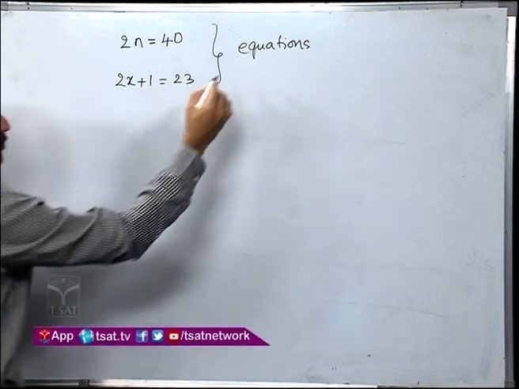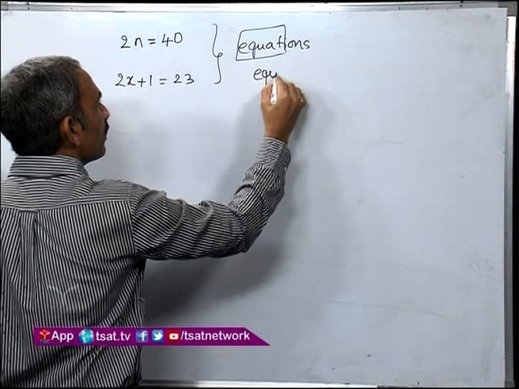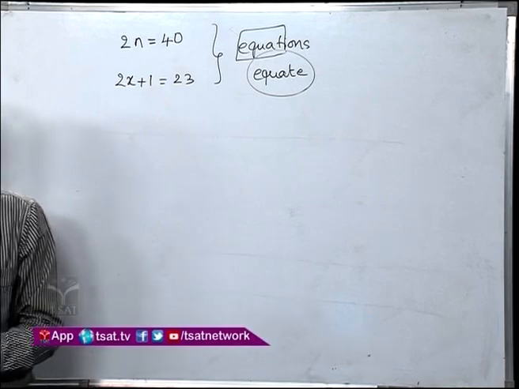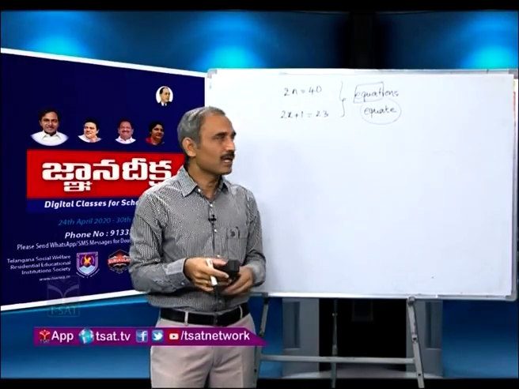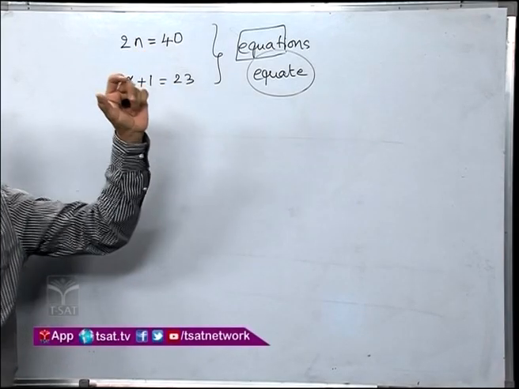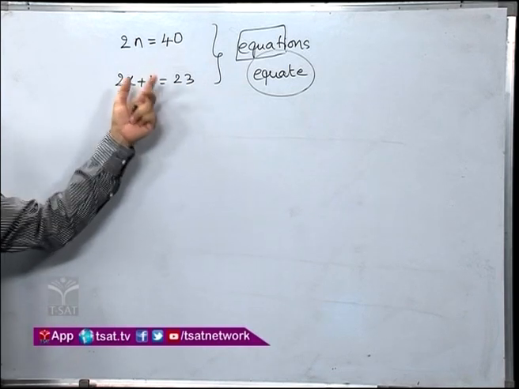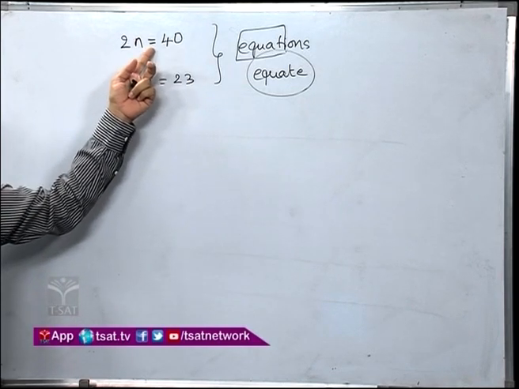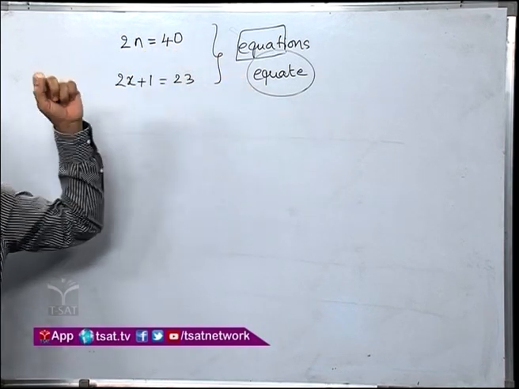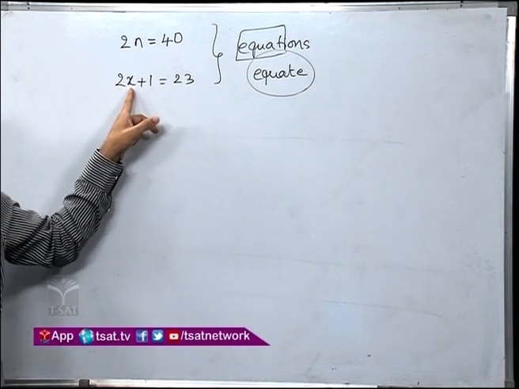In the name itself you have the word equate. How can you represent equate in symbolic form? That is nothing but the equal to symbol. So please remember, my dear children, if the statements involve the equal to sign, then those statements are known as equations. These statements have to be with variables.